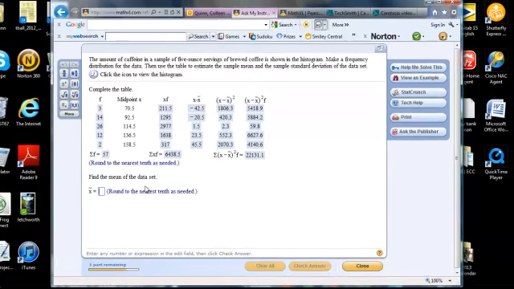Okay, find the mean of the data set. Well, we already figured out the mean back when we were doing this step. It's the sum of our x times f column divided by the sum of our f column. And we got 113.